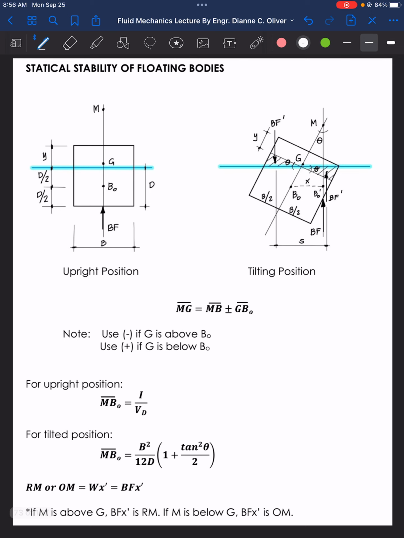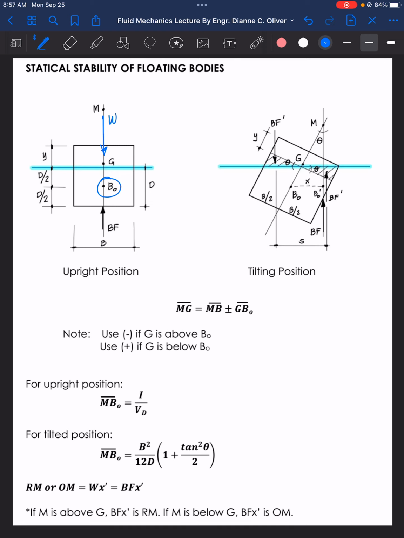Okay, so we have here a floating body in the upright position. A floating body is acted upon by two equal opposing forces. These are the body's weight, W, acting at the center of gravity, and its buoyant force, BF, and it is acting at the center of buoyancy.